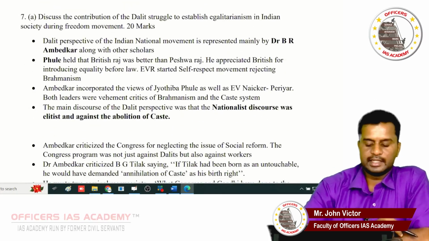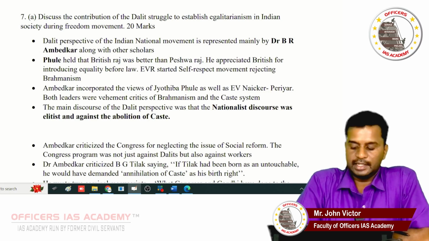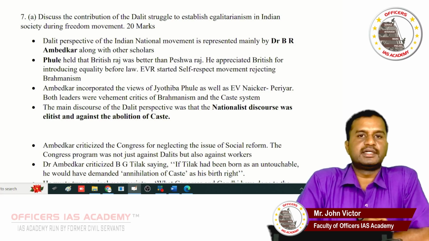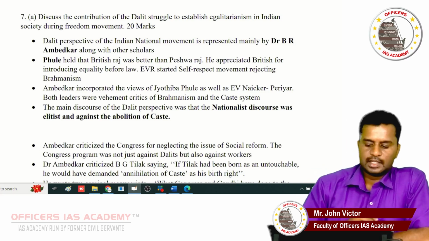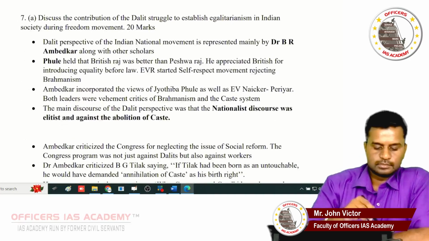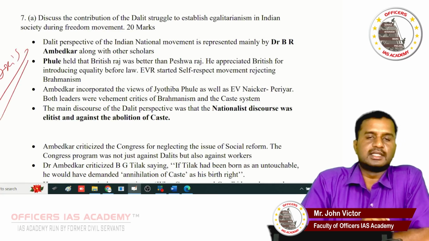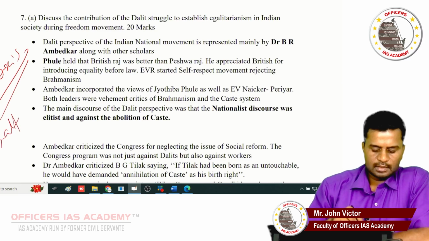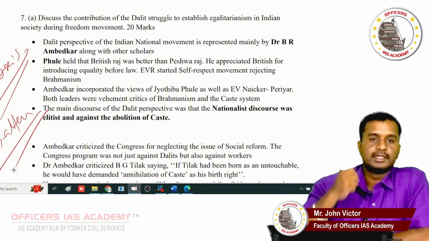Question number 7. A. Discuss the contribution of the Dalit struggle to establish egalitarianism in Indian society during freedom movement. You have to associate these core concepts. Dalit struggle is based on praxis, or political action. Dalit struggle, Dalit movement is also related to subaltern struggles. Subaltern refers to the marginalized sections of society.